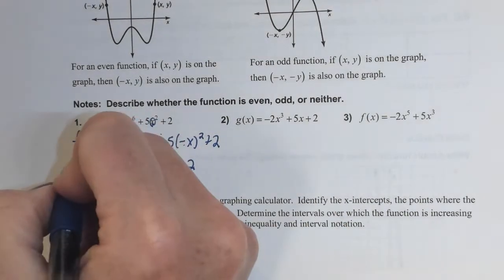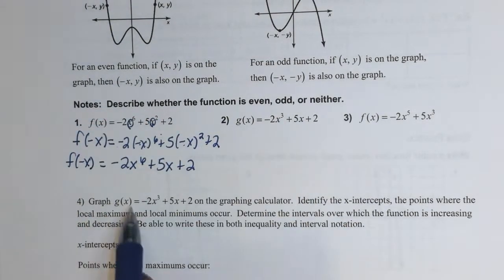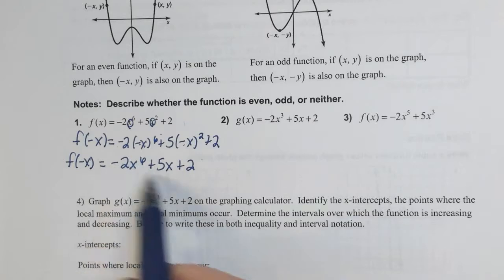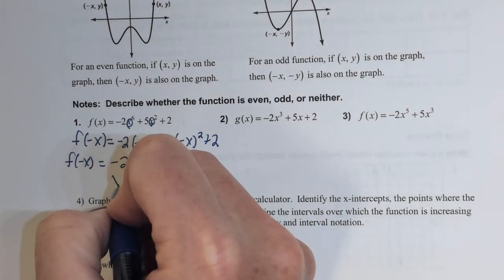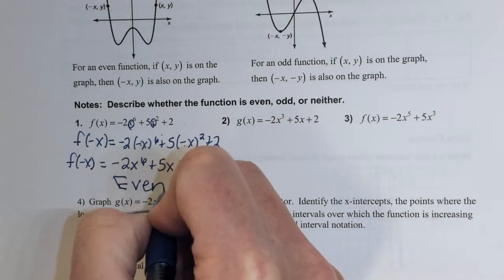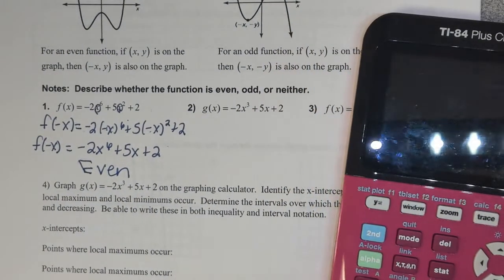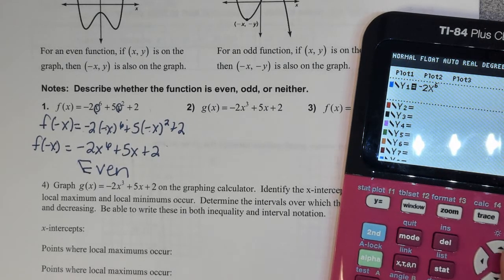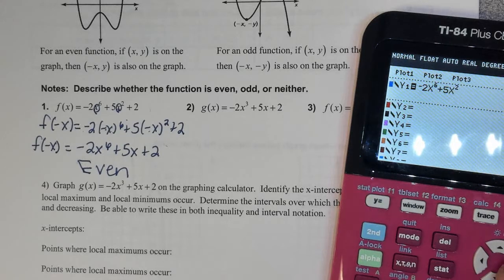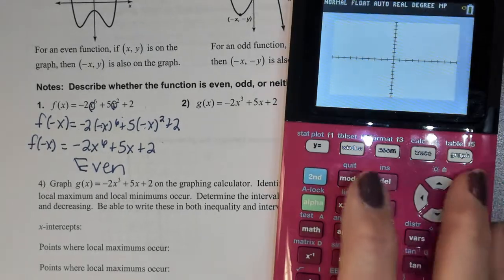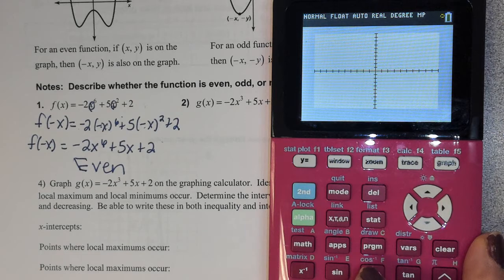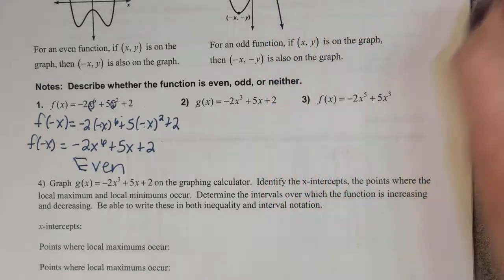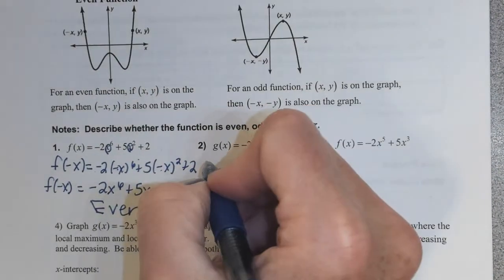Now I look at this f of negative x, and if it's exactly the same as the original, then it's even. Is it exactly the same? Yes. So this is even. I want to show you it. If I have a calculator with me, I can even just graph it and see if it's symmetric about the y-axis. If it is, it's even. Let's see what it looks like. Yeah, see how it's symmetric right there. So it's even. Okay? All right, let's look at the next one.